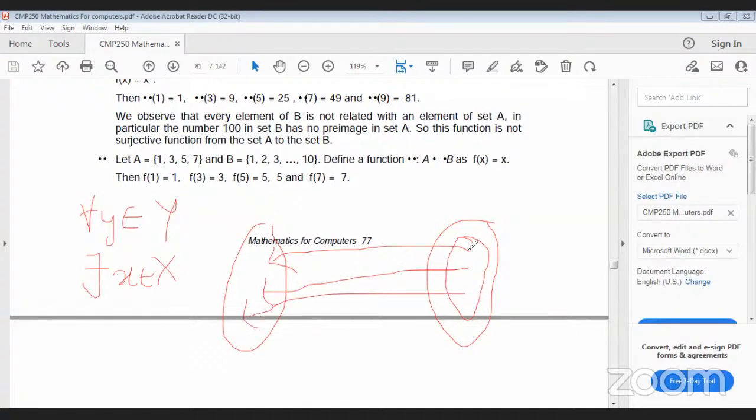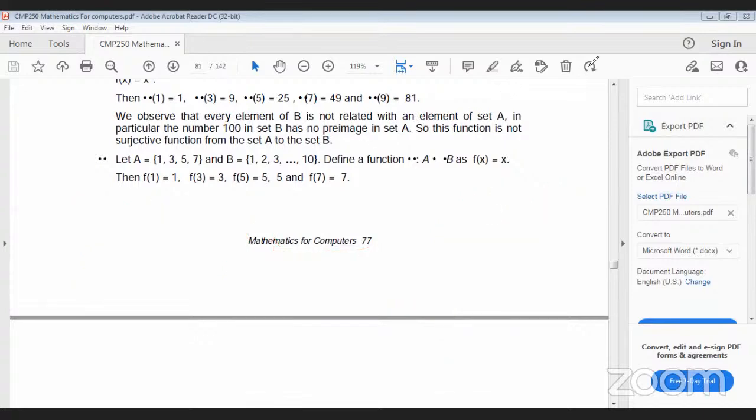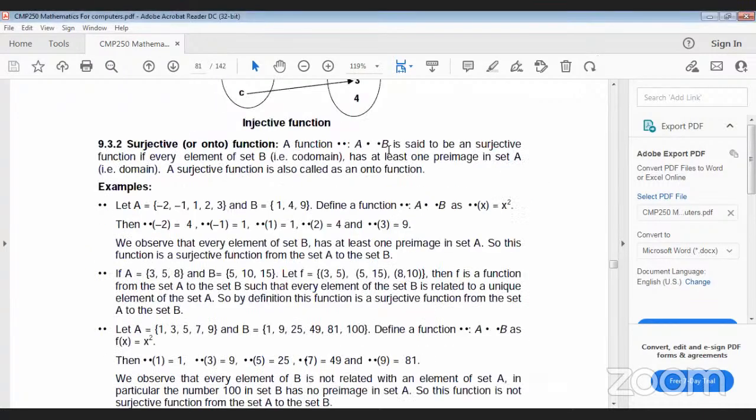Compulsion. Maybe one is going to 2, it's no problem. But let's say if you have one element as a single, it does not have a pre-image, then it is not an onto function. Understood? Let me show you over here. A function f from A to B is said to be a surjective function if every element of set B has at least one pre-image in set A. That is what I told you.